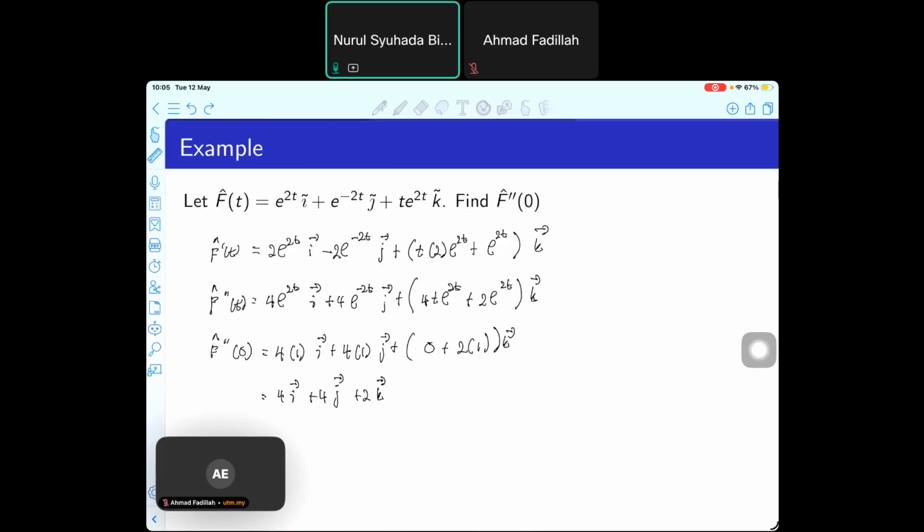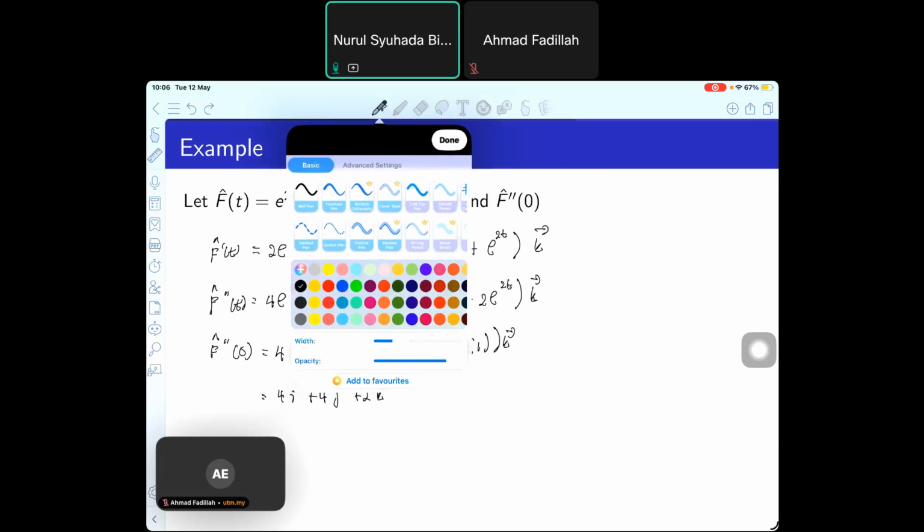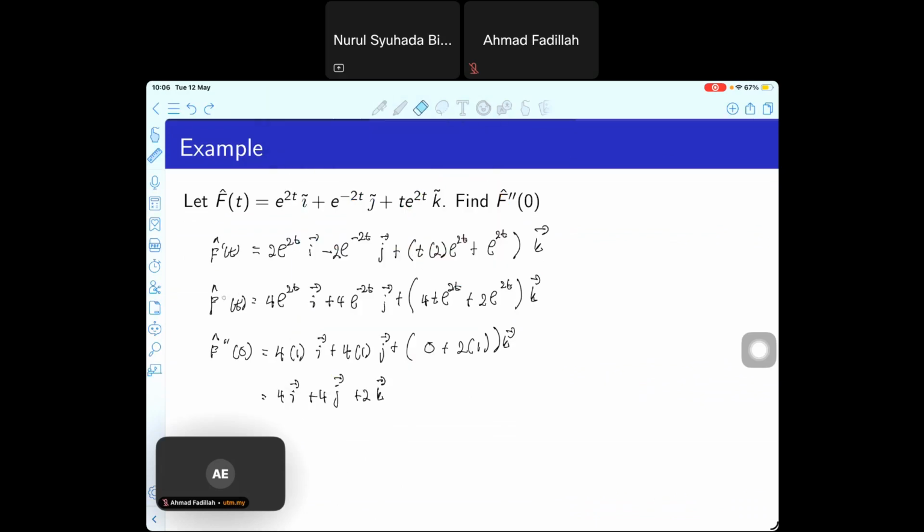And here is a higher order derivative. We need to find the second derivative at t equal to 0. Therefore, first we need to find the first derivative. To compute the first derivative, I think there is a typo over here. So it should be first derivative. Okay, so this is the question.